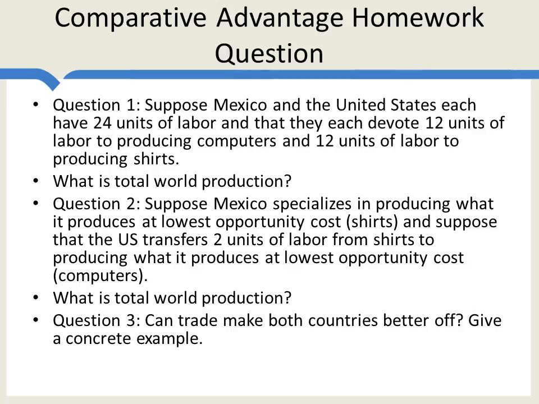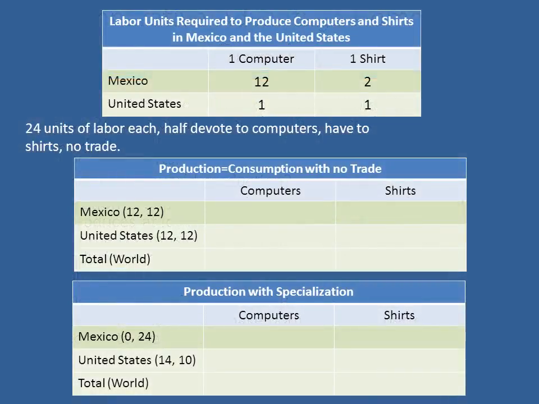So to help you along a little bit, I know that was a mouthful, let's take a look at this in terms of a diagram. To help you along, I want you to fill in these tables. So our basic table from which you're going to draw the information is up here. If both countries have 24 units of labor, half devoted to computers, half to shirts, there's no trade, so production is equal to consumption in this first example. What is production going to be? So Mexico, 12 units of labor computers, 12 shirts. How many computers, how many shirts? Same for the United States. How many computers, how many shirts?